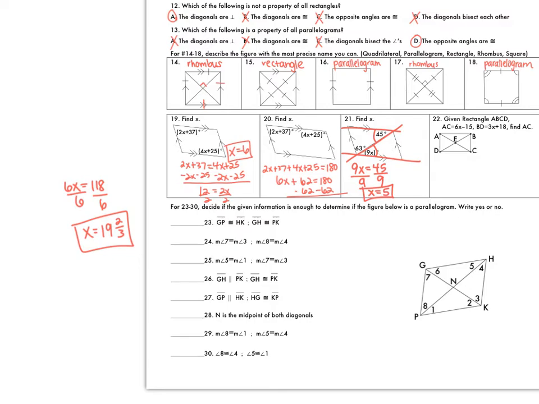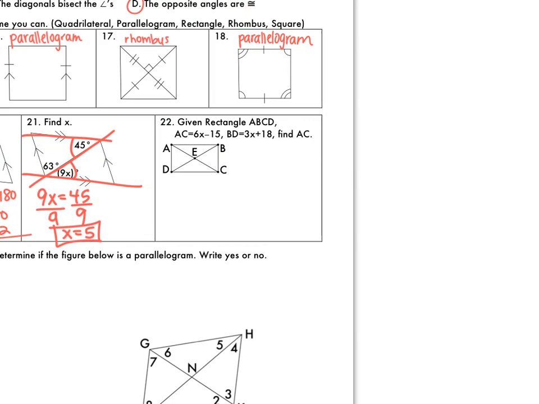Next one. Given rectangle ABCD, you've got those lengths there. The diagonals here are what you're given. Since it's a rectangle, you know the diagonals are congruent, so I know their measures are equal. So I can set those two equal to each other. Subtract 3x from both sides. I'm going to add 15 at the same time. So we get 3x is equal to 33. Divide by 3. x is equal to 11, but that's not my question, so you've got to pay attention.